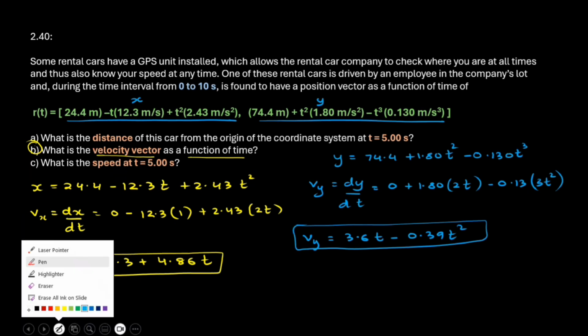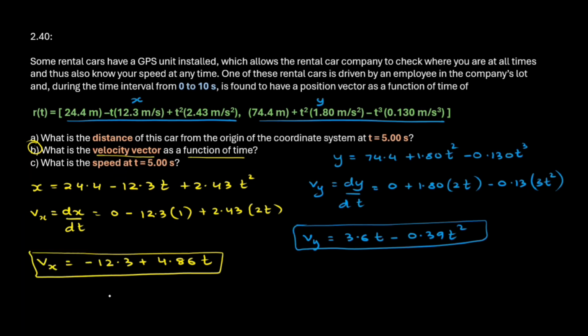We can write them in vector form as velocity as a function of time equals. First, we will write the x component, negative 12.3 plus 4.86 t. Then we write down the y component, 3.6t minus 0.39 t squared. So this is velocity vector in component form as a function of time.